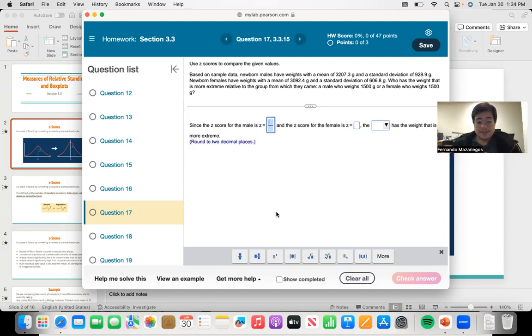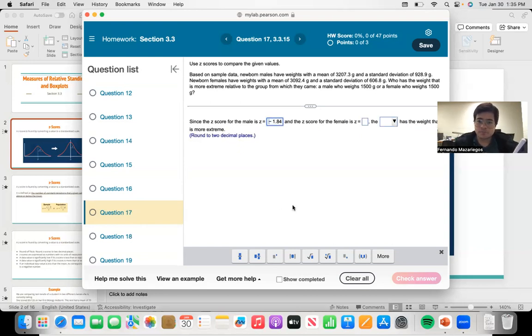Remember the formula for the z-score, x value minus the mean over the standard deviation. So in this case, for the male, the x value is 1,500. We subtract the mean, which in this case is 3,207.3. And then we divide by the standard deviation of 928.9. This will give us a result of -1.84.